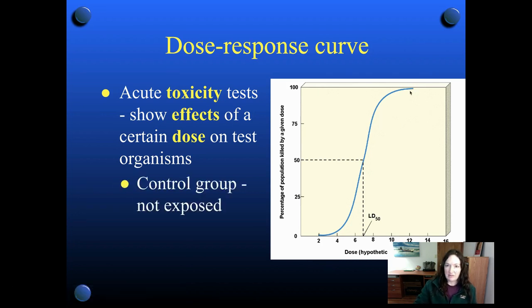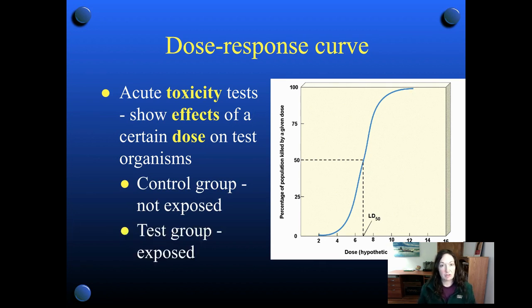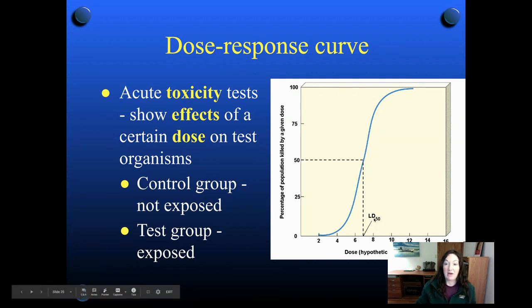Generally, in these types of tests where you're creating this dose response curve, you have a control group that's not exposed and a test group that is exposed. So it's usually a controlled experiment that generates these dose response curves. And the LD50, once again, is the lethal dose at which 50% of the organisms are killed. So that's where they get these LD50 numbers as well.